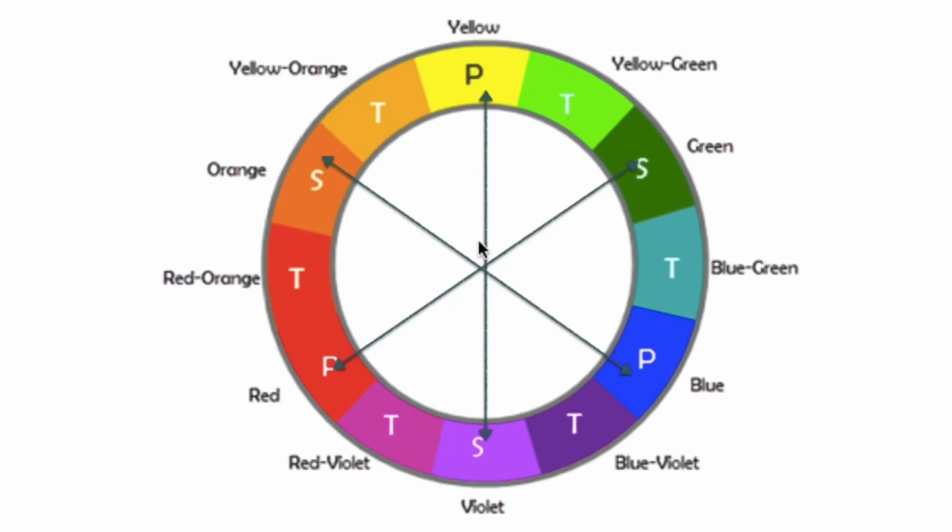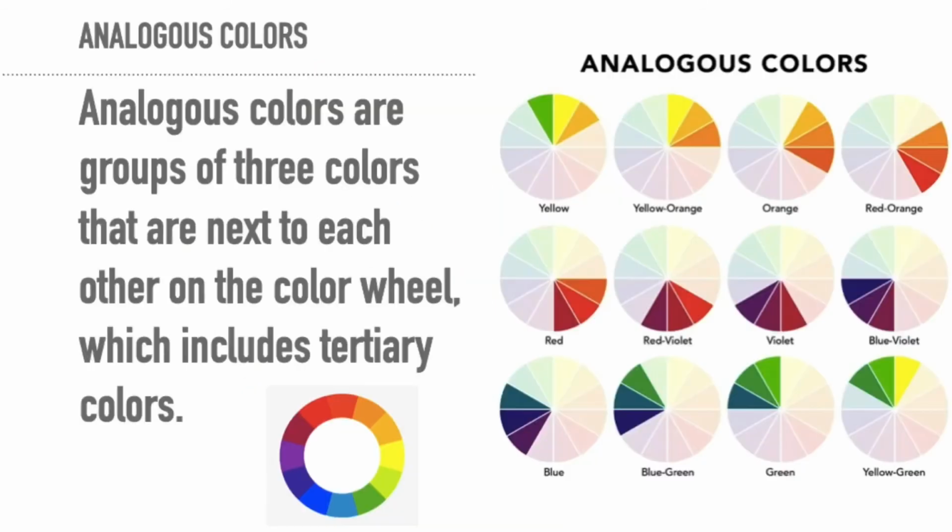So here we have another little example. Yellow is complementary to violet or purple. Orange is complementary to blue. And green is complementary to red. And here we can even have our tertiary colors be complementary of each other. So as long as they're directly across from each other on the color wheel, they are complementary.